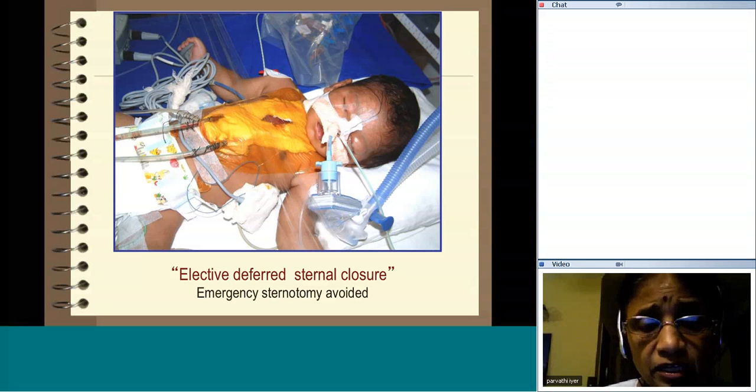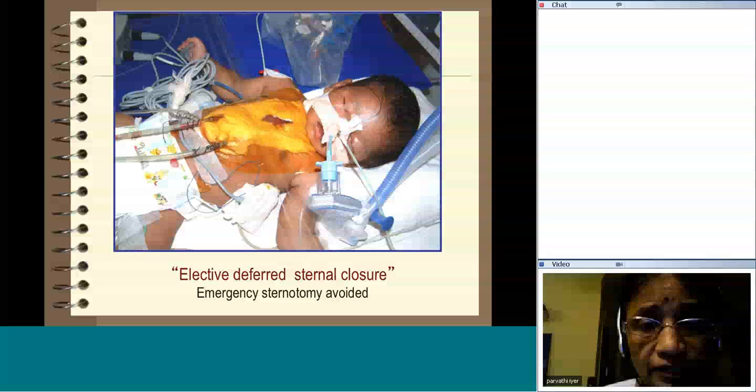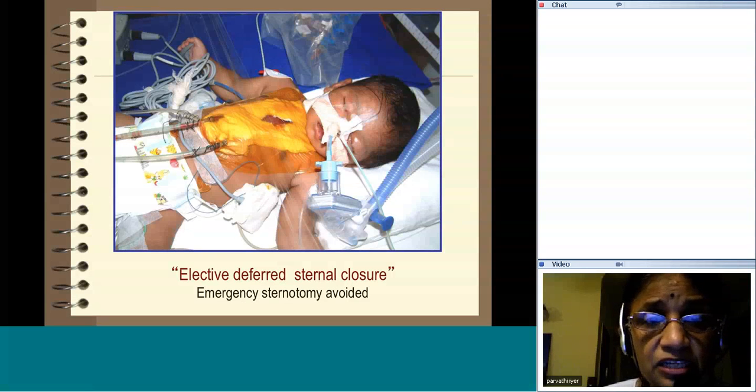It's a good idea to do this and to avoid an emergency hasty sternotomy where asepsis is possibly not adequately and appropriately maintained, to avoid mediastinitis and secondary sepsis.